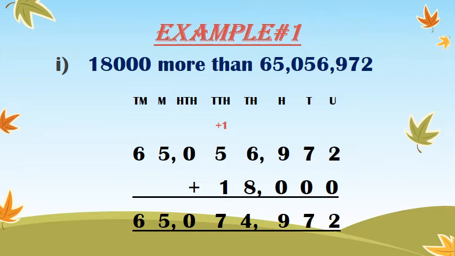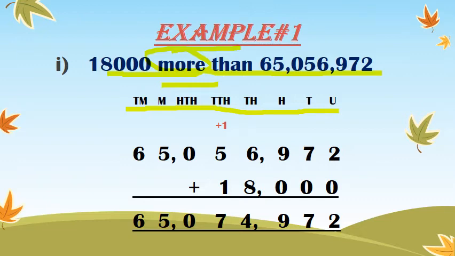So here is the first example, number 1 of addition. Sum like 18,000 more than 65,056,972. The word more means bigger. So let's add. First write the place values from right hand side. Start from units place: units, tens, hundreds, thousands, 10,000, 100,000, million, 10 million. We always add numbers from units place.